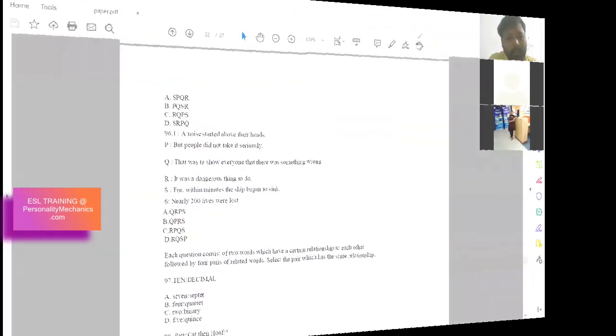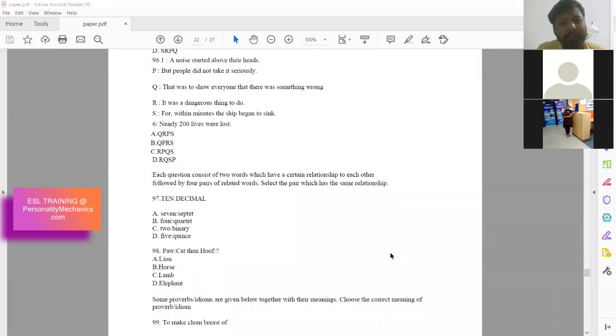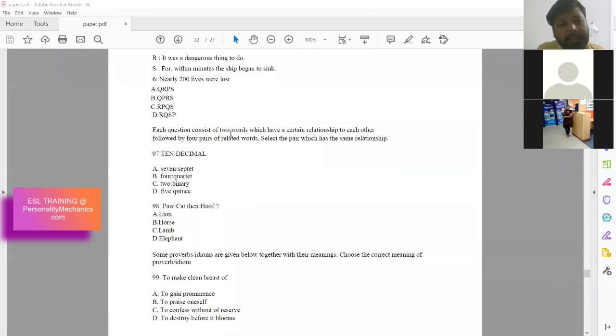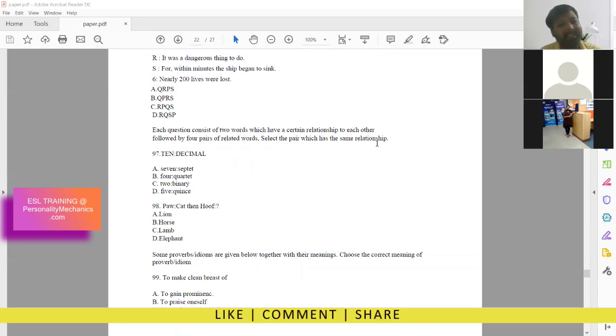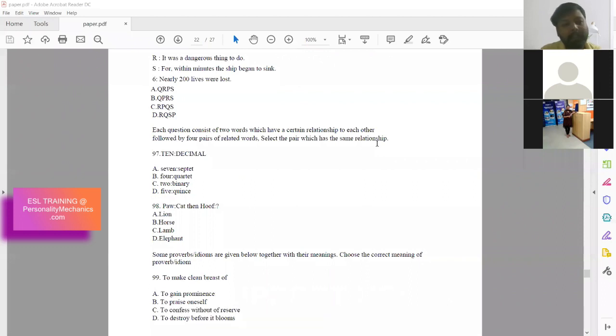Try the next type of question. Next type of question says, each question consists of 2 words which have a certain relationship to each other, followed by 4 pairs of related words. Select the pair which has the same relationship. So I'm hoping that you people remember that these are analogies, and here you also understand, along with the meaning of the word, the relation that the first set of words share. So in the first set, you've been given 10 to decimal. What is the relation?